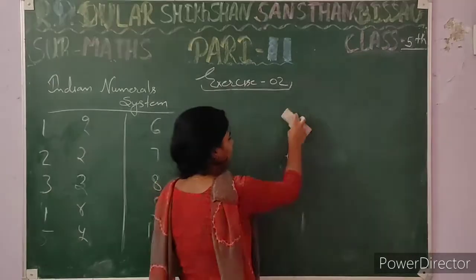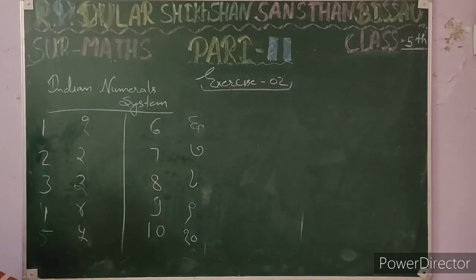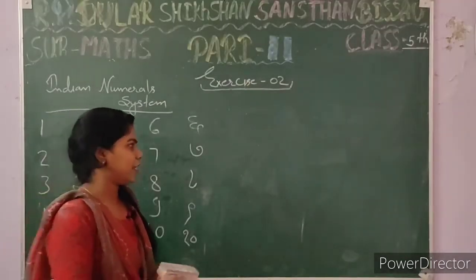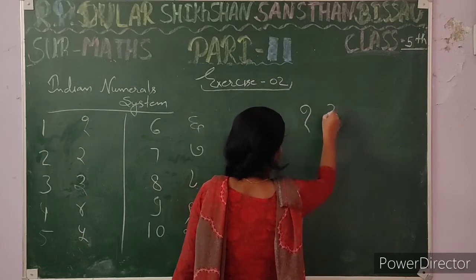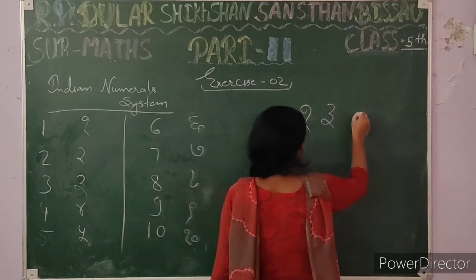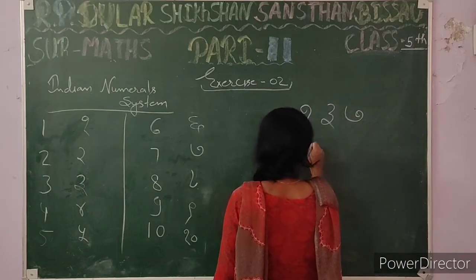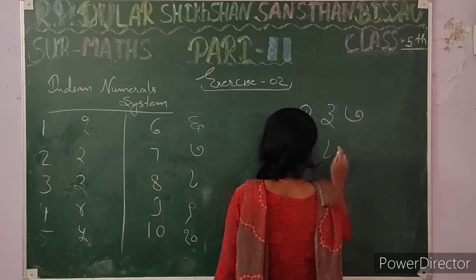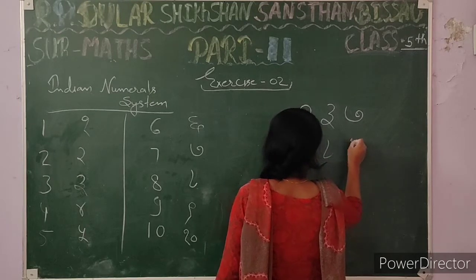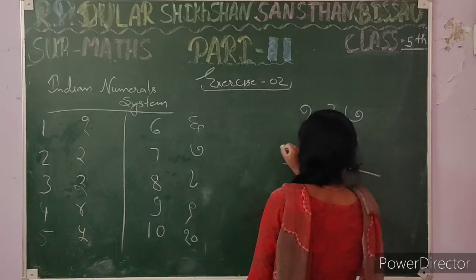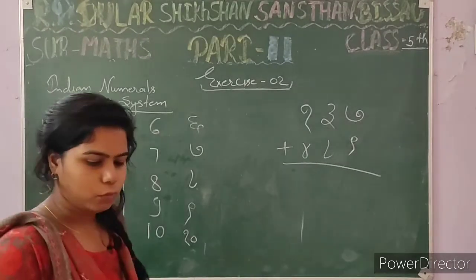Student, so in Indian numbers we add and subtract easily. Okay, so we have some digits like 1 3 7, and add 4 8 9. We have to add this. If the question is like that, then how do we add the digits?